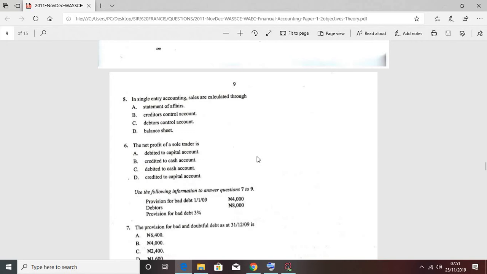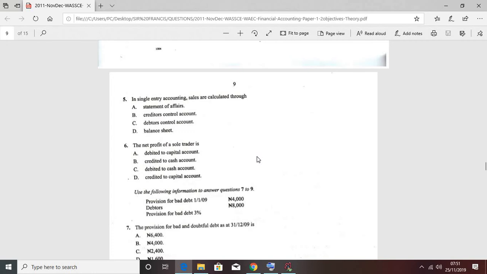Let's come to question number 6. The net profit of a sole trader is so... a sole trader, you all know a sole trader, one-man business, okay? A person managing his own affairs. So we are saying that the net profit of a sole trader is being added to which type of account?